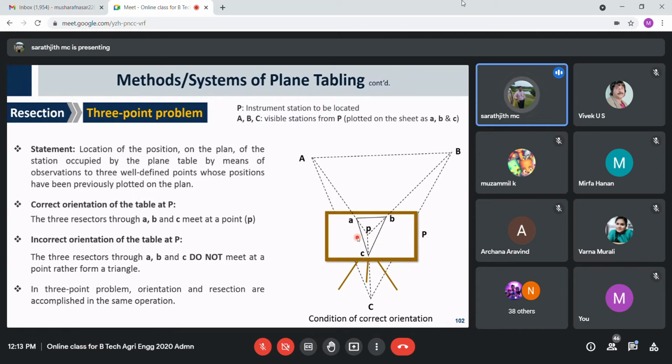But generally, due to errors, you will not have a single point P, rather you will have a small triangle. That has to be corrected by using different techniques. See the correct orientation of the table at P: the three rays through A, B, and C meet at point P, which is shown in the figure. But in the incorrect orientation, the three rays through A, B, and C do not meet at point P, rather they form a triangle. Instead of point P, you will have a small triangle.